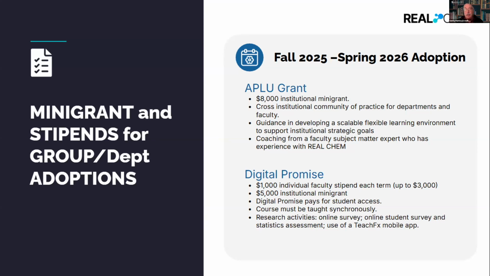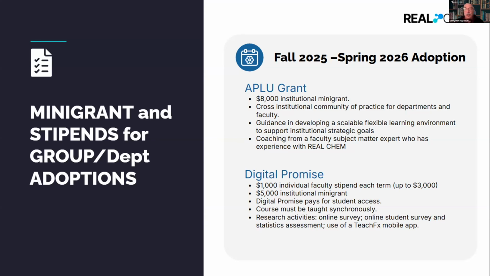Digital Promise, as I mentioned before, is looking at doing a program evaluation of how faculty are adopting it, and they'll begin with your program as you're doing it now, and the next semester it's using Real Chem.